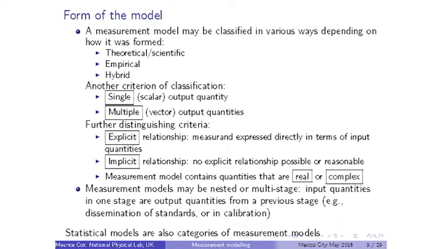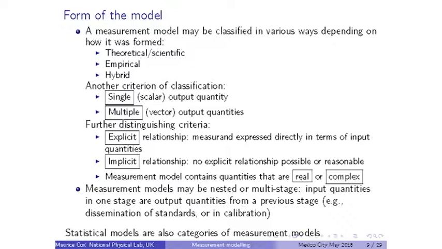The measurement model, as I say, can contain quantities that are real or complex. The measurement model might constitute one stage of several stages. Take calibration, for instance. We want to calibrate an instrument, and then we want to use the calibrated instrument. So there are two stages in calibration, and so we talk about this scenario as a multi-stage measurement model.